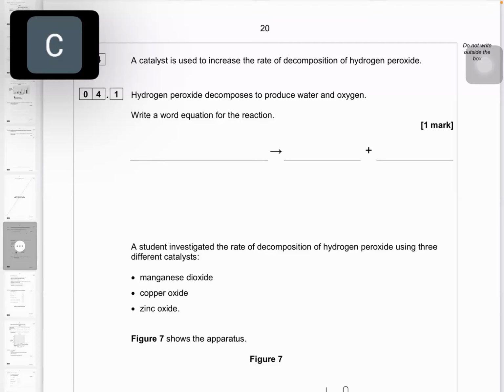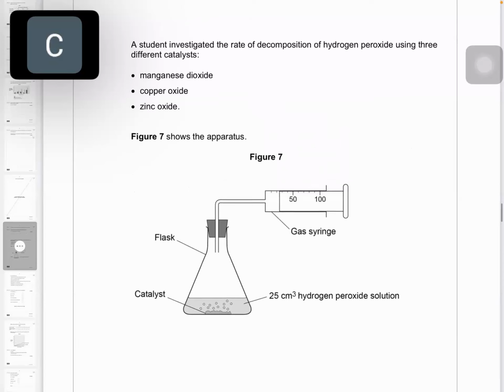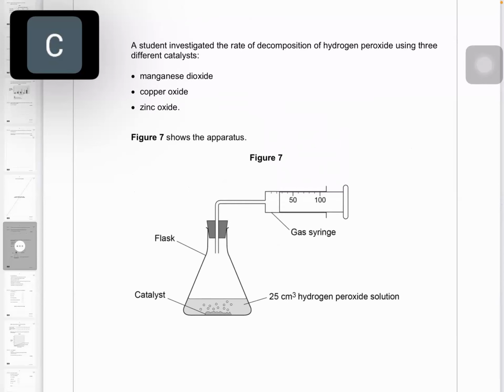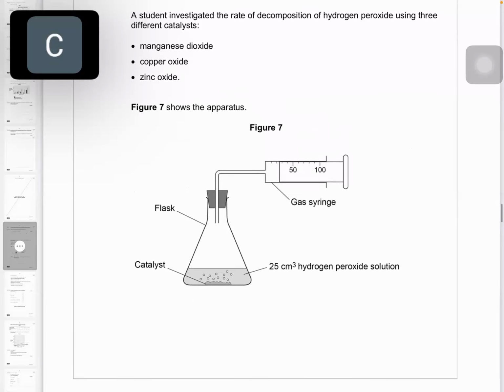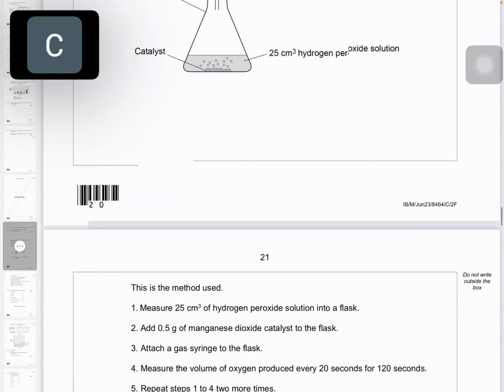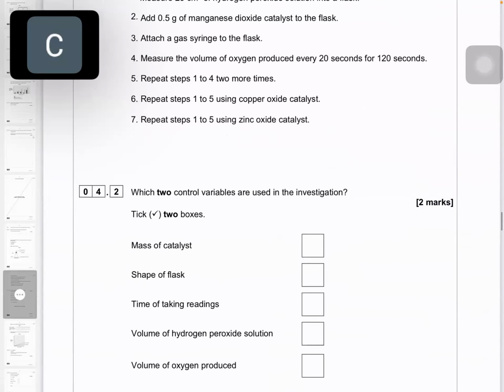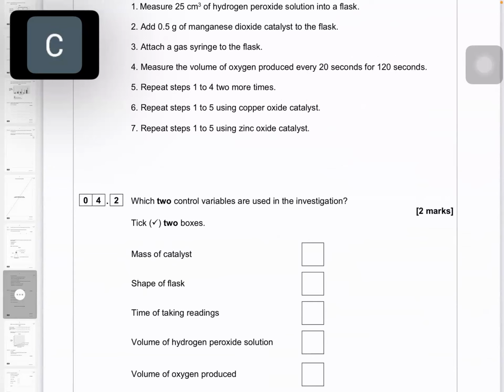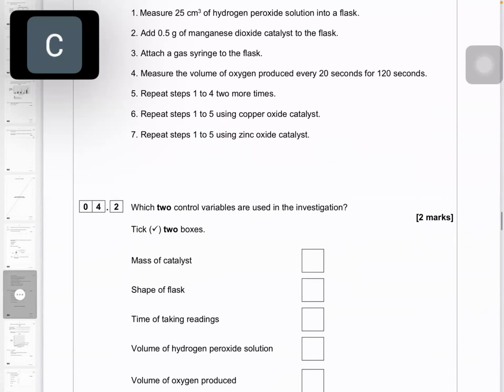So let's proceed. It says a student investigated the rate of decomposition of hydrogen peroxide using 3 different catalysts: manganese dioxide, copper oxide, and zinc oxide. Figure 7 shows the apparatus that he used. It says which two control measures are used in the investigation.